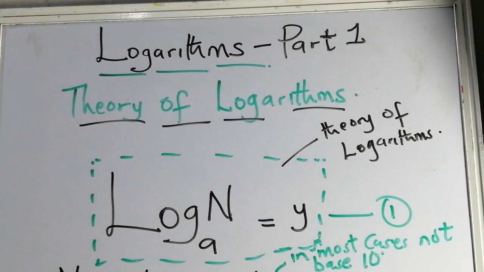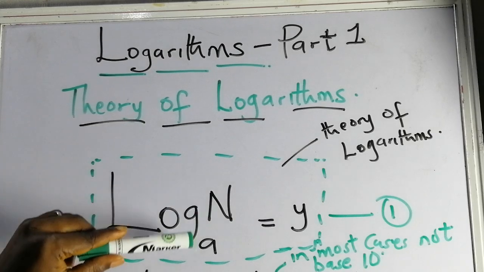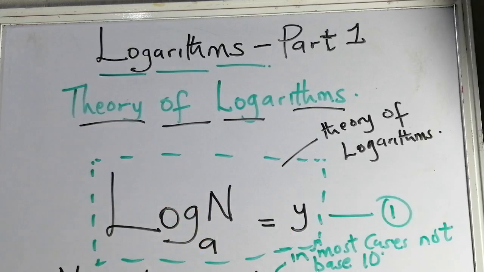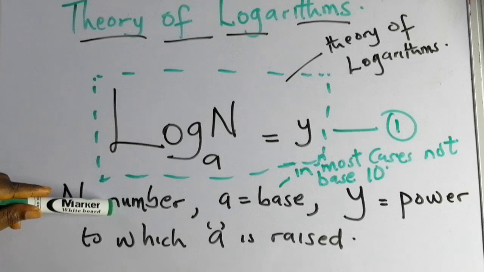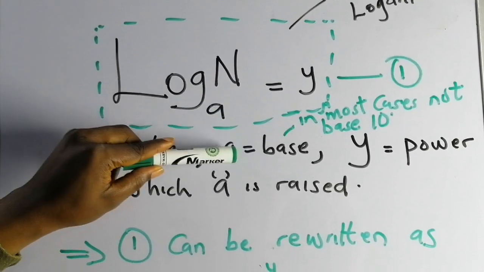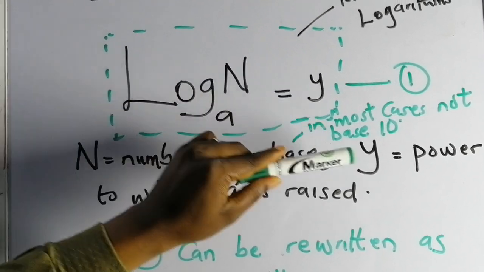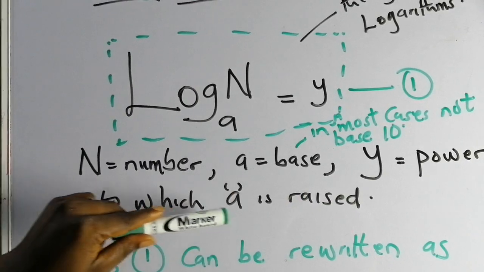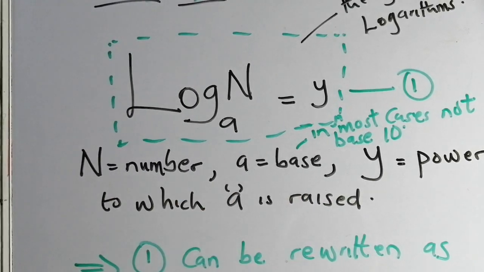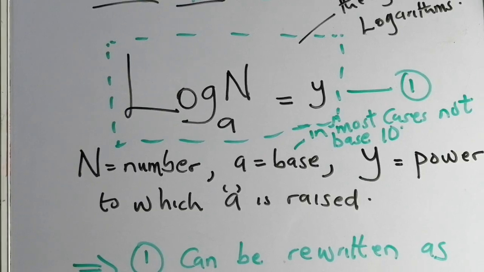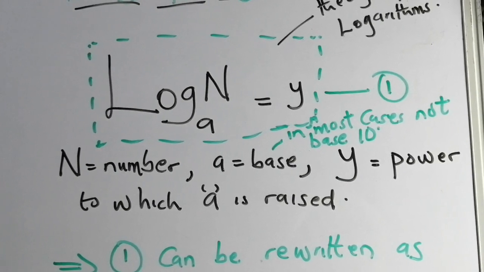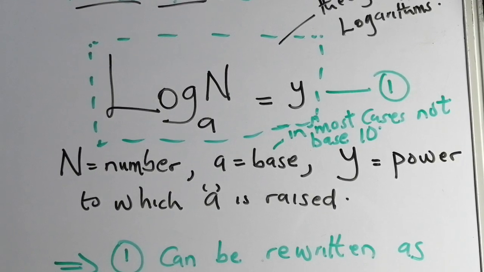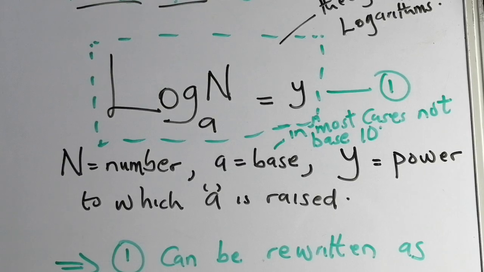If you have log n to base a equals y, let's say n represents a number, a represents a base, y is equal to the power to which a is raised. Of course you understand what I mean by power now. Power can be index, so instead of using power, I can also use index, which is understandable from the indices we've treated in the past.